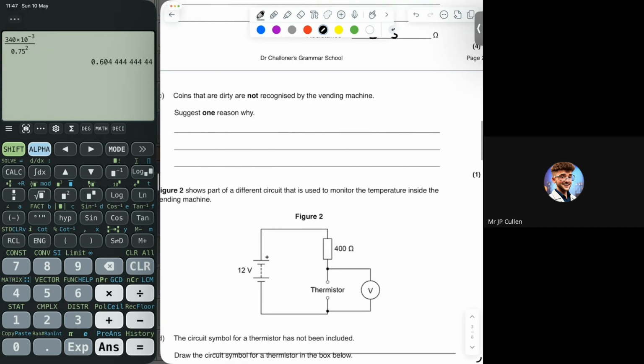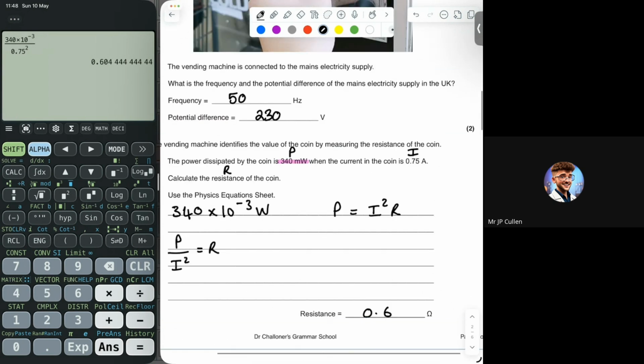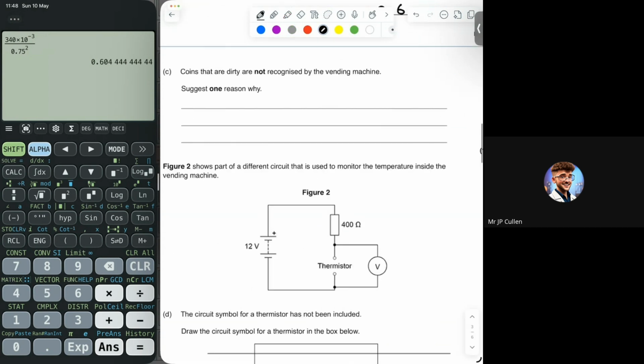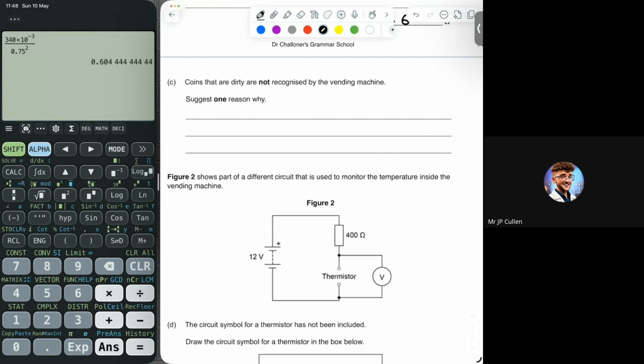Okay, the next one says coins that are dirty are not recognized by the vending machine. Suggest one reason why. Well, we've already answered that question. It's almost told us the answer up here. The vending machine identifies the values of the coins by measuring the resistance. If the coin is dirty, that's going to change the expected resistance of the coin, and so the machine won't be able to identify which coin it is.